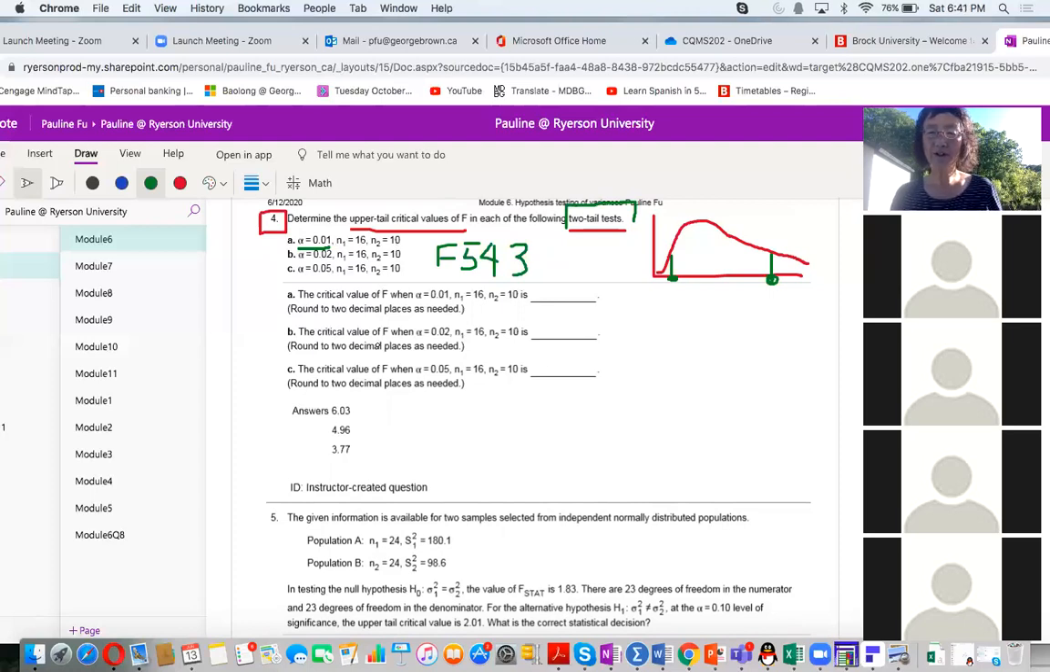If somebody shares your answer, what did you get? After F5, F4, F3, and then this is the number I type in: area 0.005, NDF 15, DDF 9, and then press EXE, okay? And I get 6.0325. So it is here. This is the number I get. This is 2 decimal places.